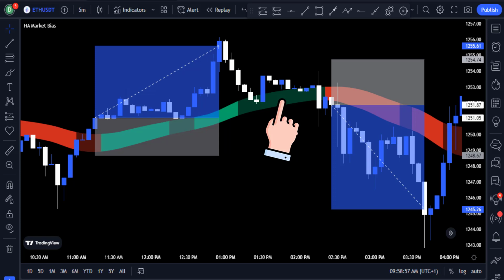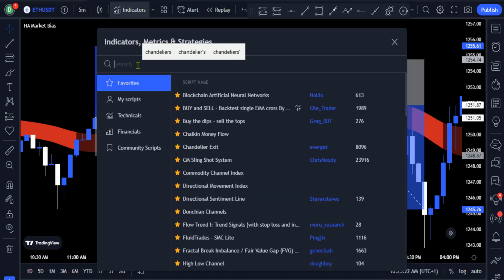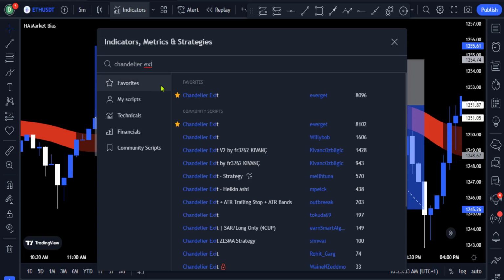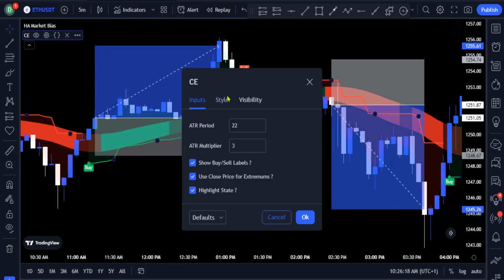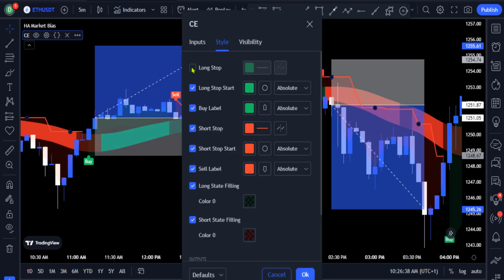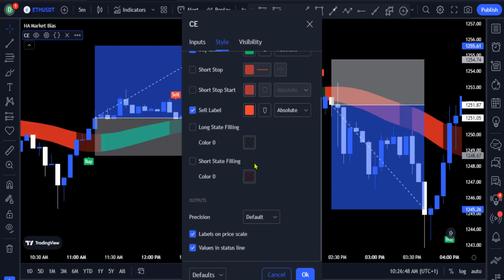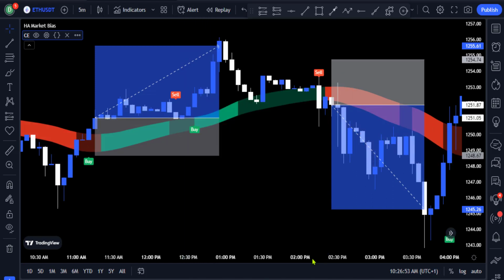Now, let's add the buy and sell indicator, which is the second indicator of this strategy. So, go to the indicators tab again and search for the chandelier exit indicator and click on this one by Everget. Then go to the setting of the indicator, and in this input section, you are going to change this ATR period to 1. Then go to the style section and uncheck all these options except for the buy and sell labels, and then click OK.